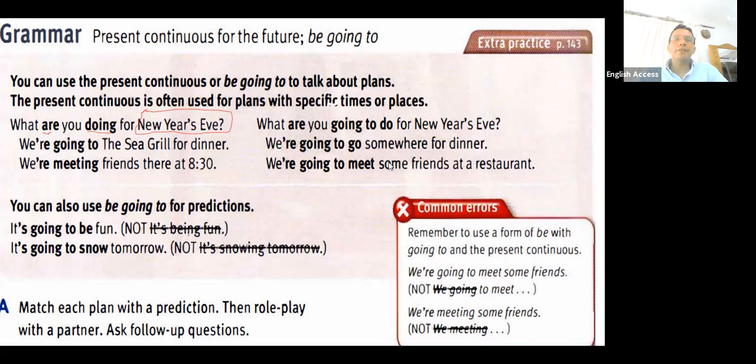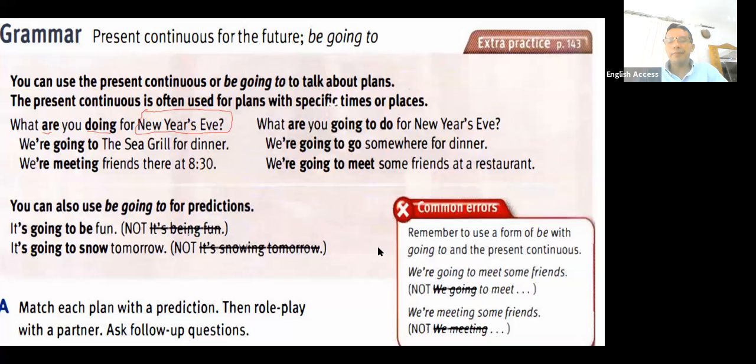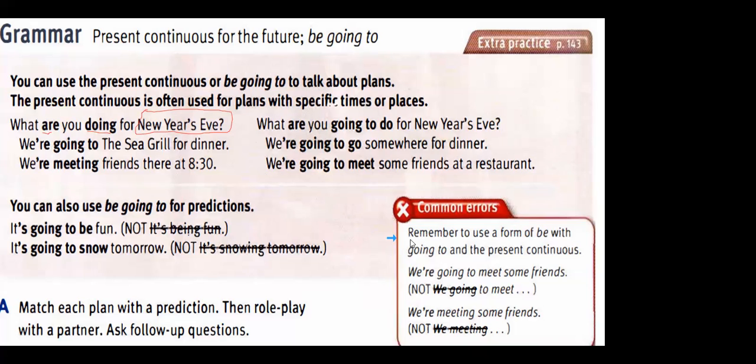Okay, let's see. Here, will you please read the common errors, Andrea? Common errors. Remember to use a form of be with going to and the present continuous. We're going to meet some friends, not we're going to meet. We're meeting some friends. No, we're meeting.